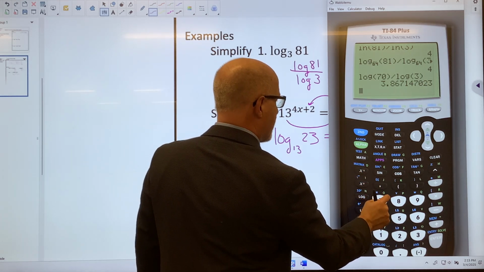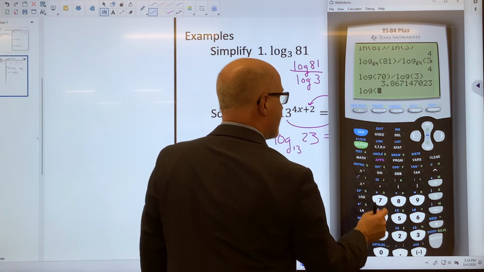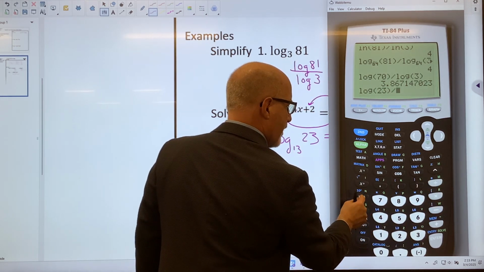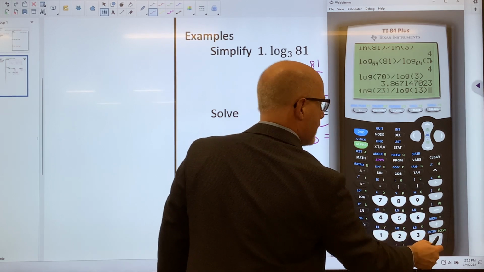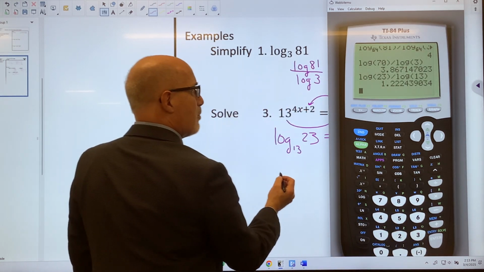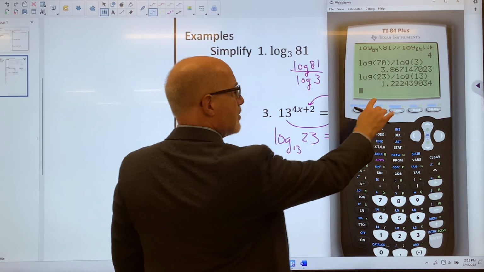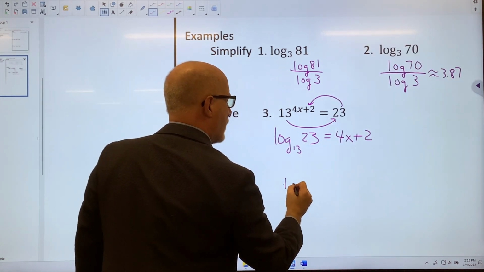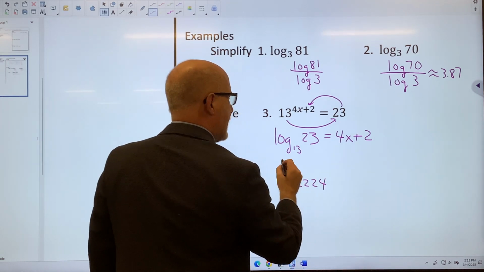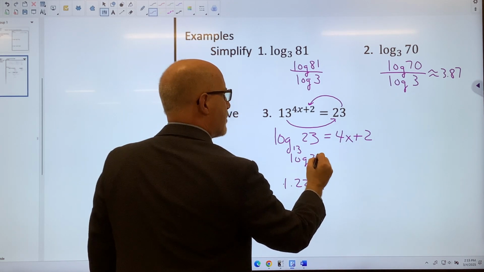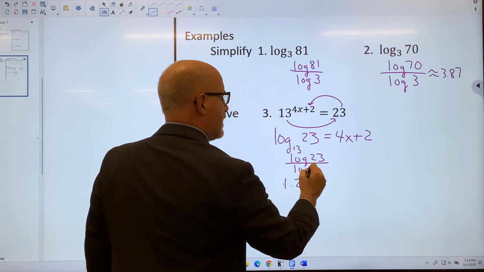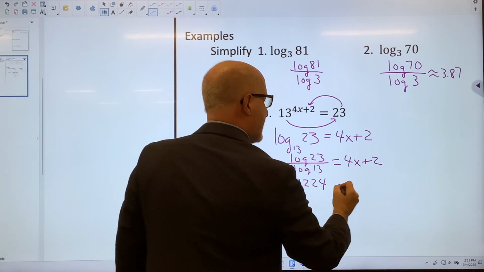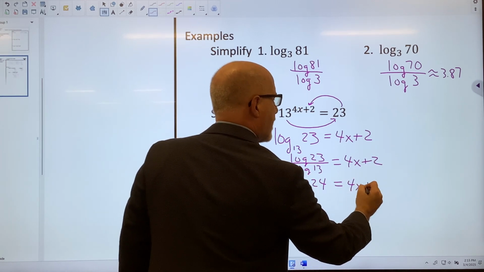So approximation. I'm going to do log of 23, and I'm going to divide that by log of 13 to use the change of base theorem. And that gives me, let's go out to 4 decimal places, 1.2224. And this is by doing log of 23 divided by log of 13, changing it into something that our calculator can handle.